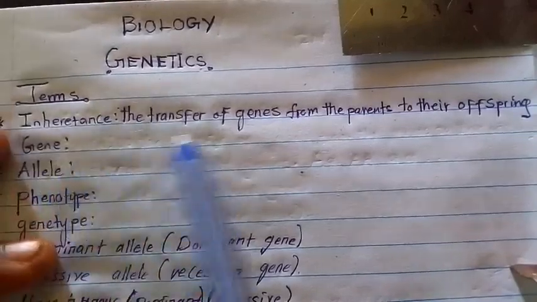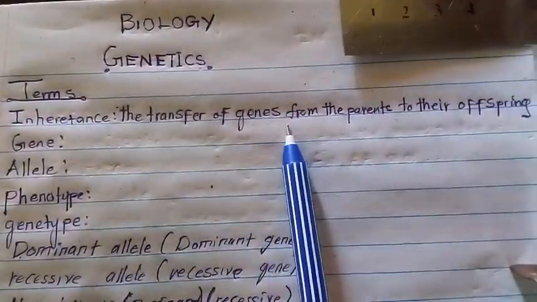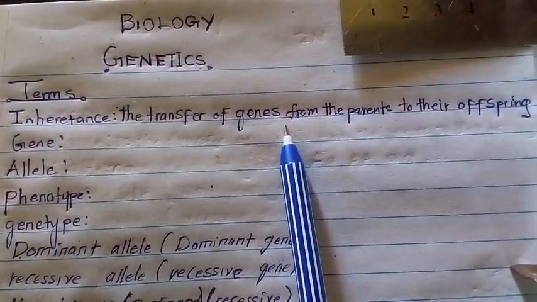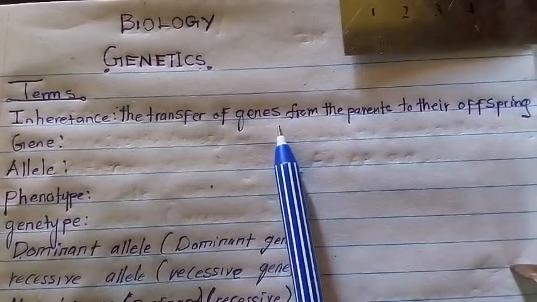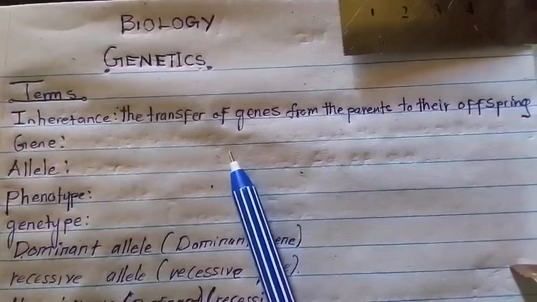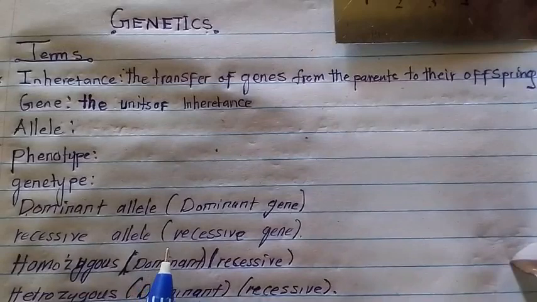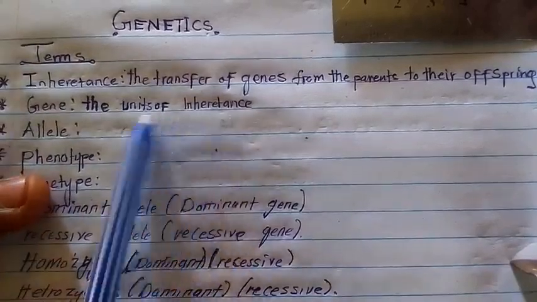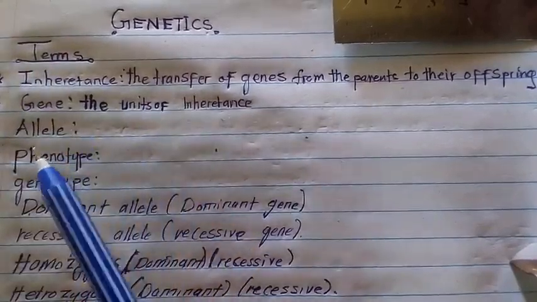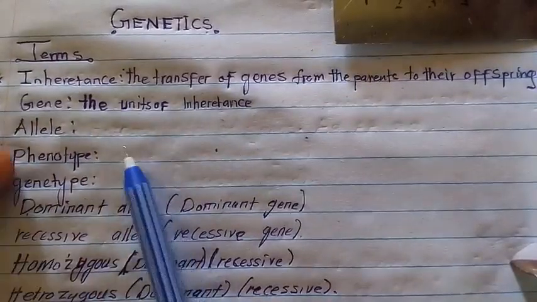Yeah. Now, in this one we have the term gene. So you need to understand what a gene is. Now when you talk of a gene, it is just the unit of inheritance. Right, so we are saying it's just the unit of inheritance. When you talk of inheritance, this is just the transfer of genes from the parents to their offspring.